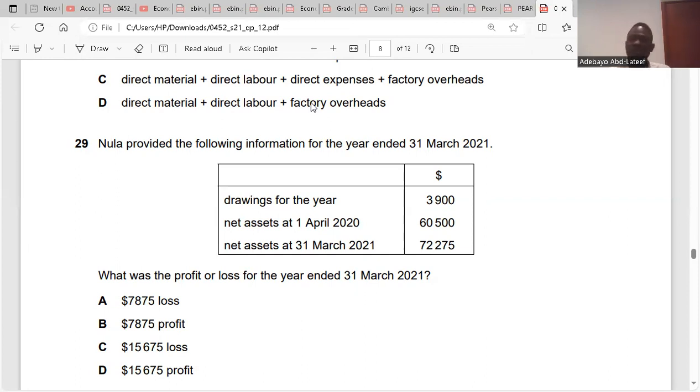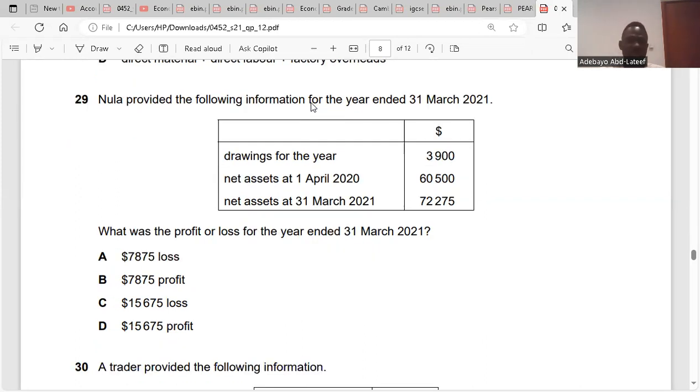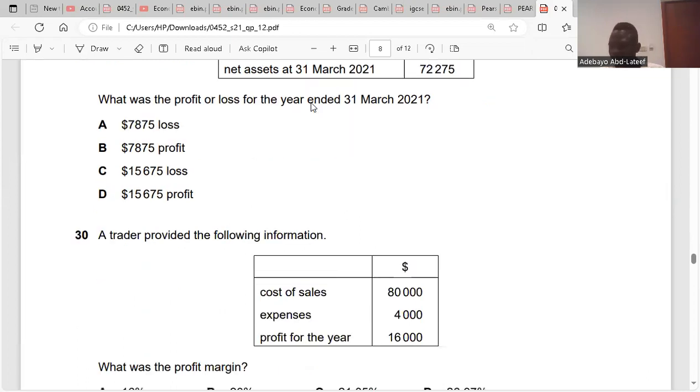to profit. So here, our profit or loss will be closing net asset minus opening net asset plus drawings, which is 72,275 minus 60,500 plus 3,900. So closing minus opening and then add the drawings. So that's 15,675 profits. Is it clear? Yes. So D.